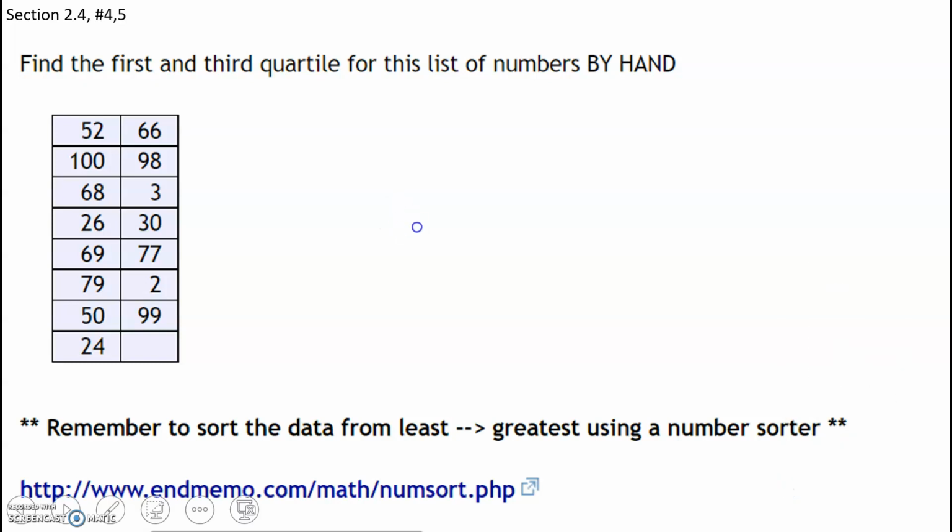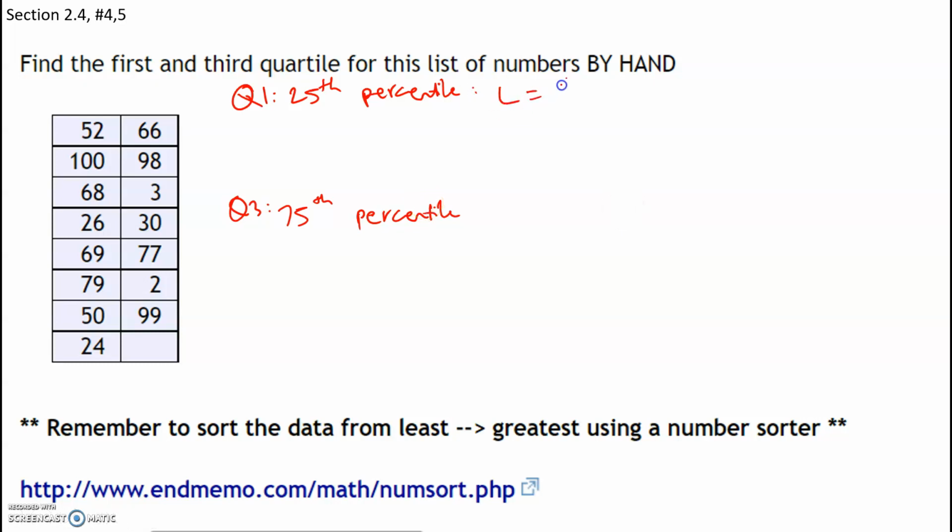Q1, this is going to be the 25th percentile. And Q3, this is going to be the 75th percentile. Okay, so how do you find the 25th percentile? So we know that the location formula is going to be k over 100 times n. I'm not going to spend a lot of time talking about this because this was covered very extensively in section 2.3. If you forgot the formula, you look back at the examples and notes and homework from 2.3.